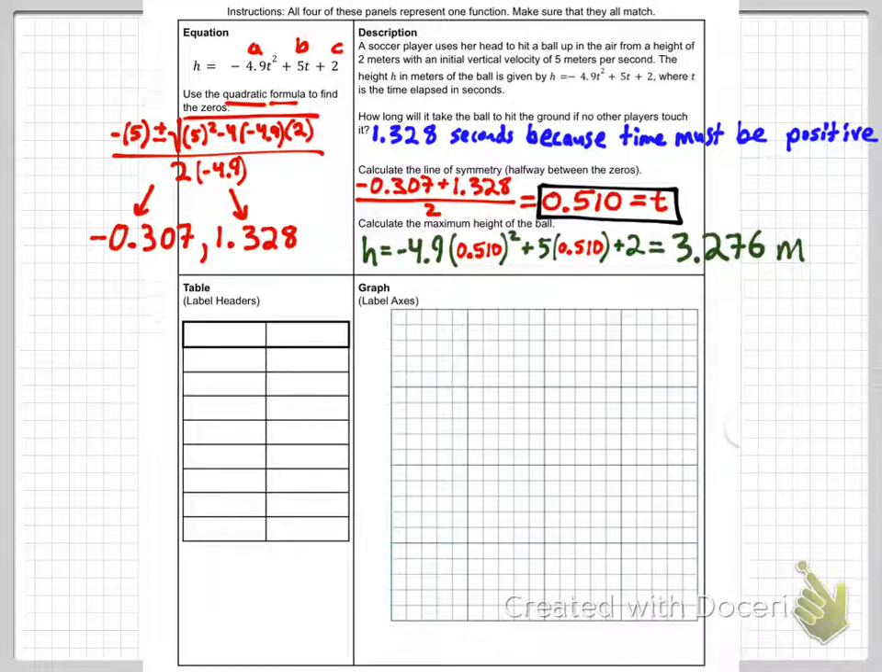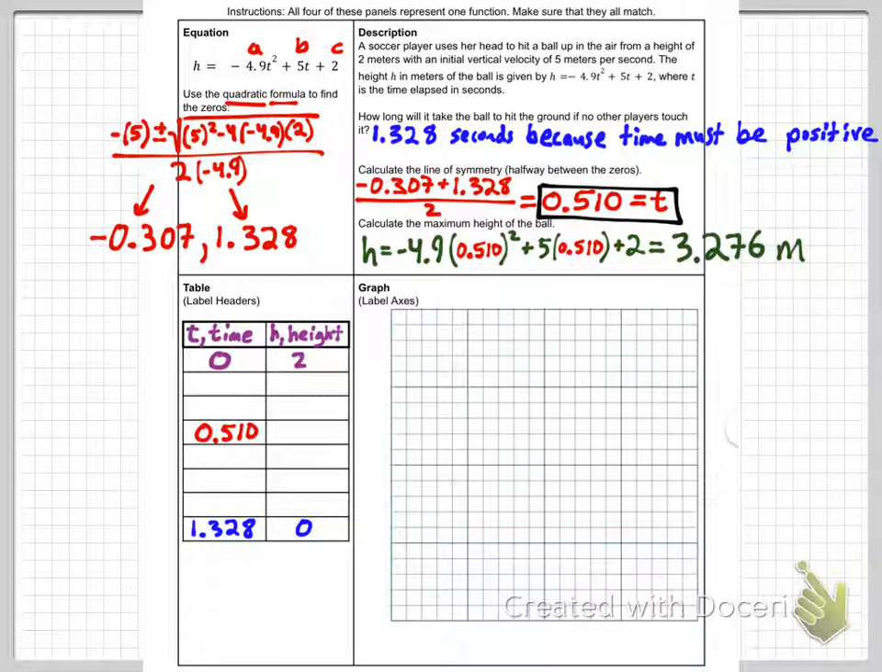So what I'm going to do here on this table, I've got a lot of data. I'm going to plug in, and we know t is time, that's our input, and we know h is height, that's the output. I'm going to put in certain values. So I know it's going to start at time 0. When you plug in 0, you'll get a 2 out because the t's all go to 0. And I'm also going to plug in the time it takes to hit the ground, because that's the end of the situation. That's 1.328, which we figured out. And I'm also going to put 0.510 because that's the maximum height.